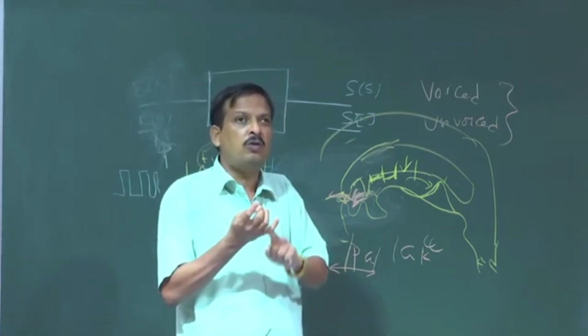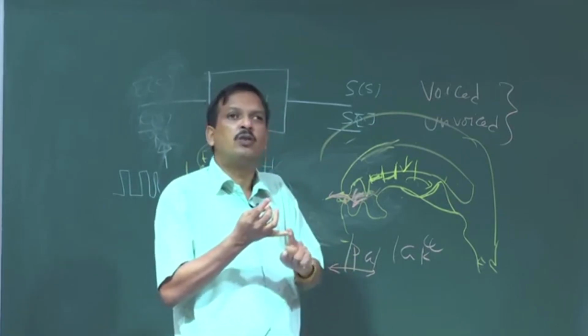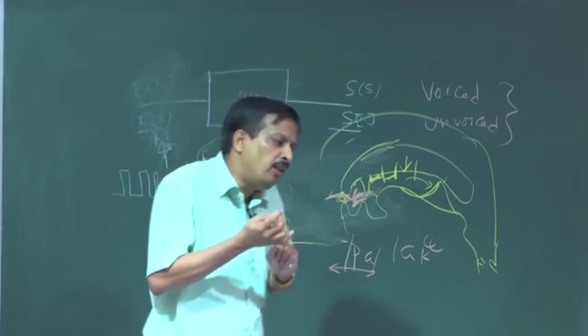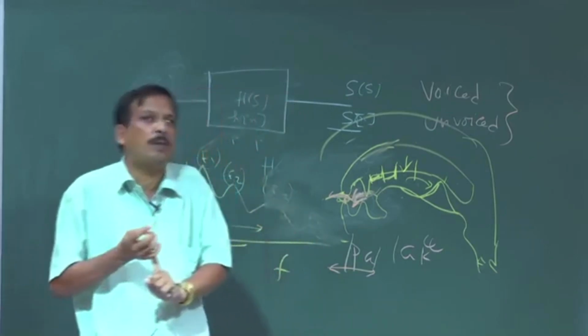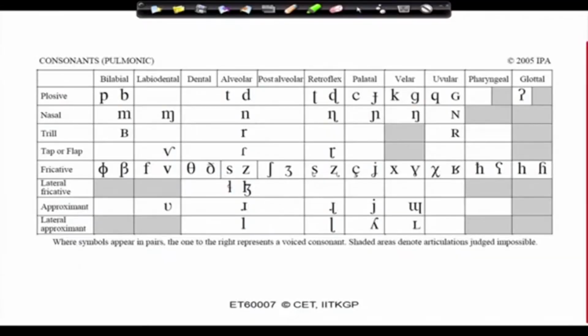We have a consonant, we have a vowel, we have a diphthong, we have an approximant, and those all have to be assigned some symbol. Okay. So, depending on the place and manner of articulation, we assign those symbols. If you see this chart, okay, there is another column.